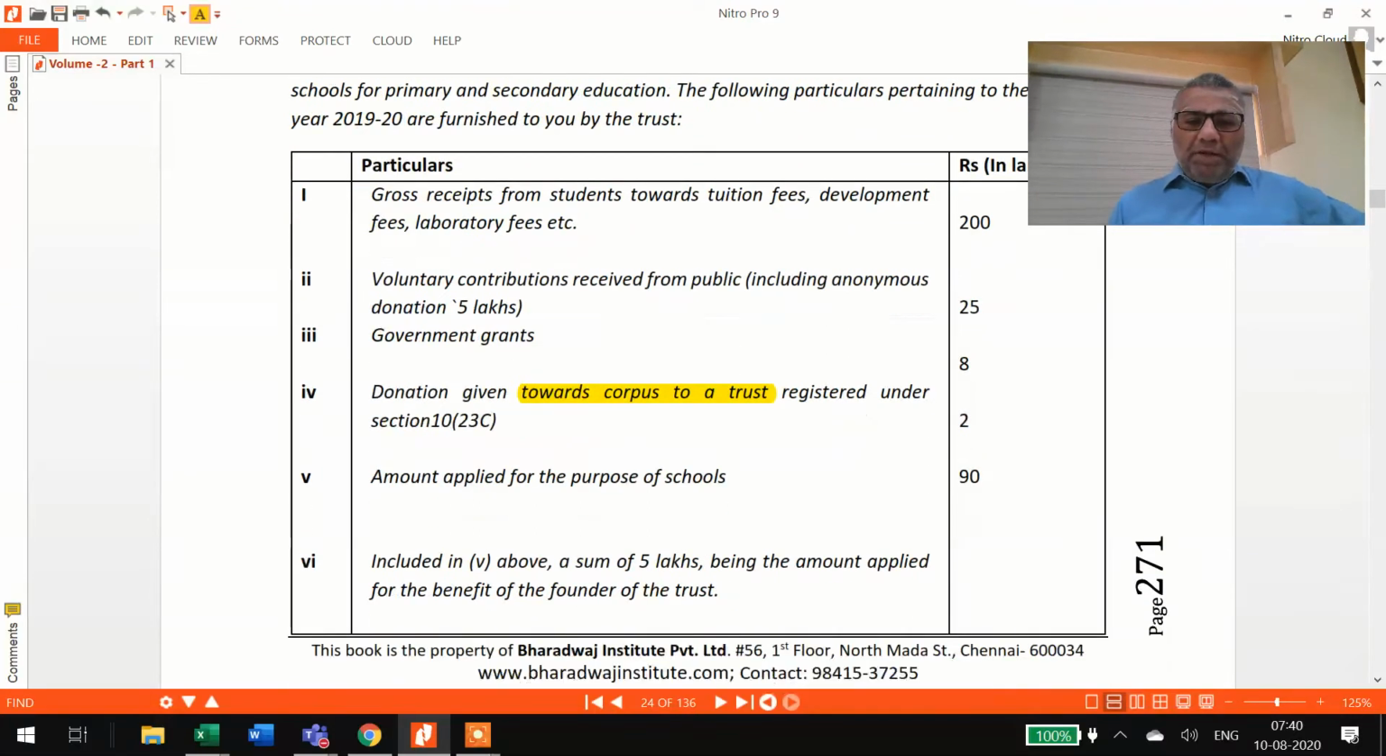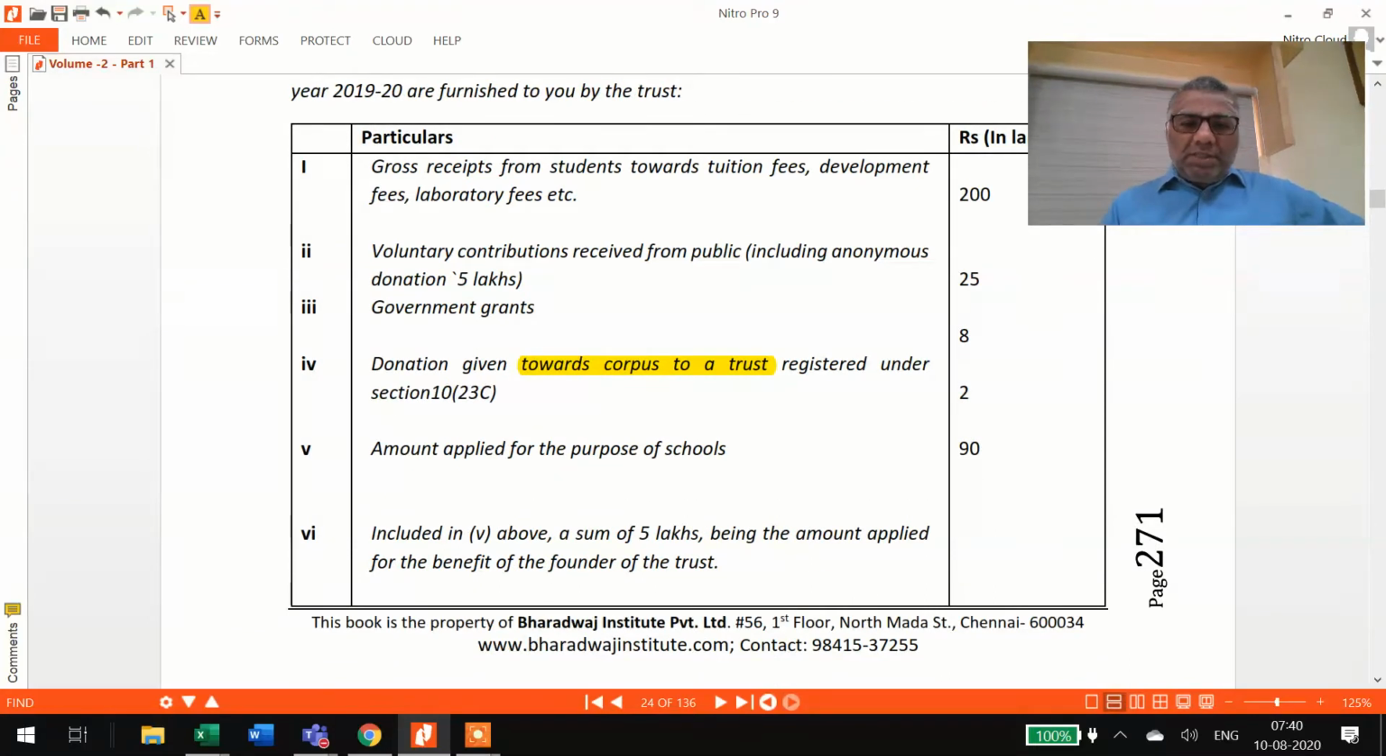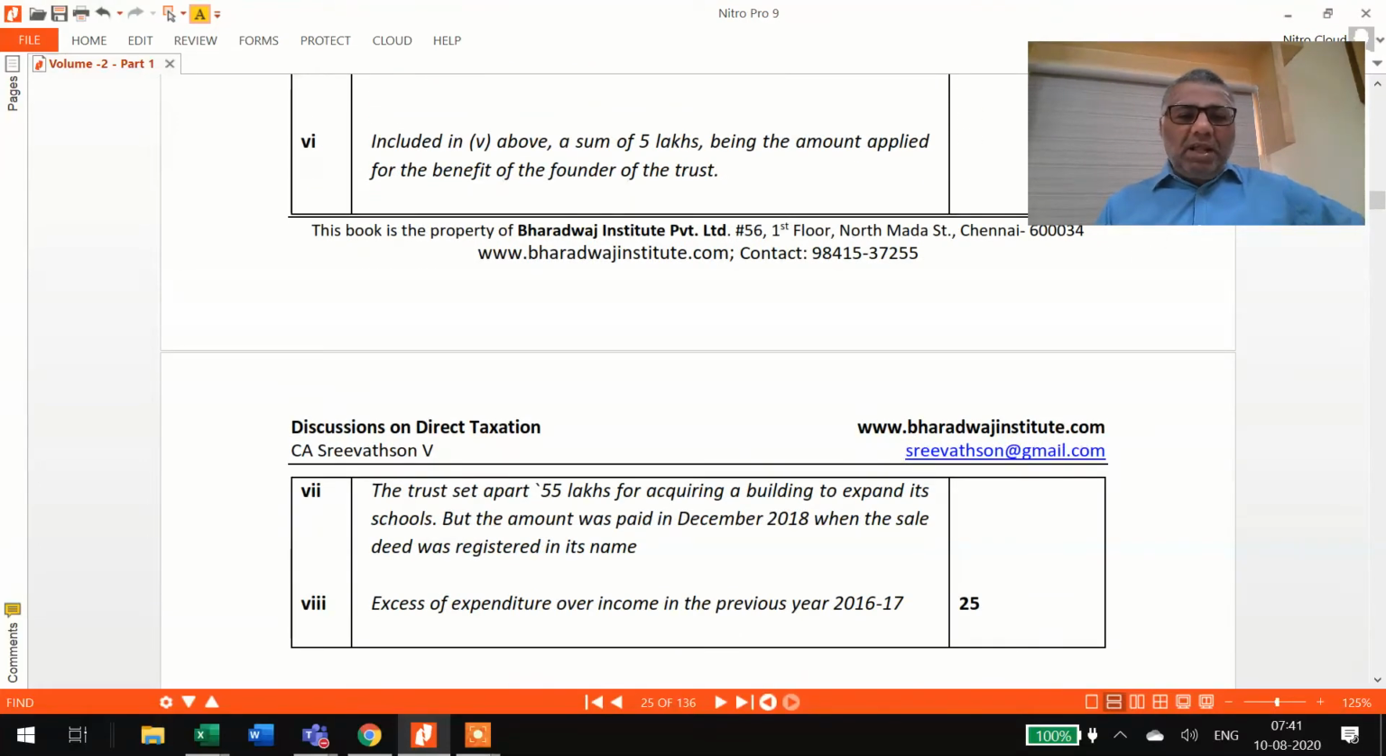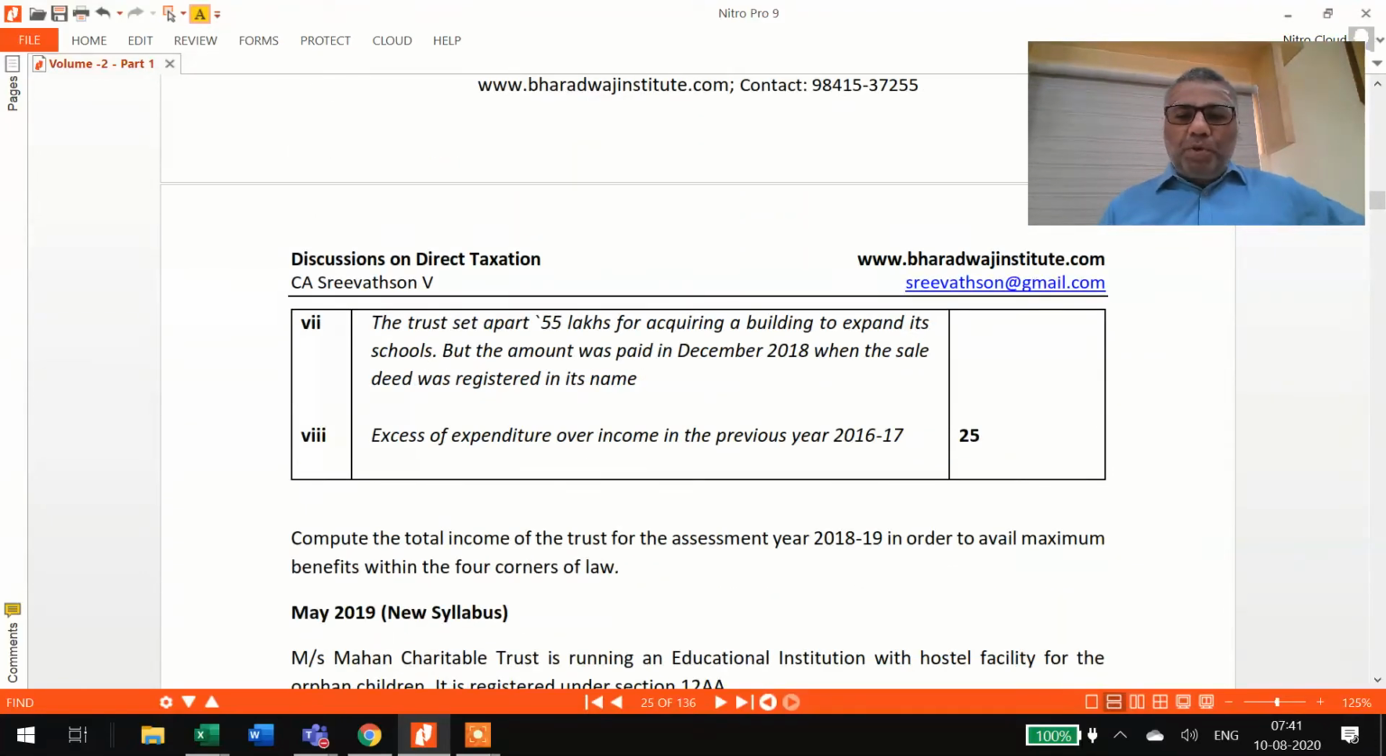Amount applied for the purpose of trust included in this is a sum of 5 lakhs being applied for the benefit of the founder of the trust. So you will not include it. The trust set apart 55 lakhs for acquiring a building to expand its school, but the amount was paid in December. Loss brought forward 25 lakhs. Compute the total income of the trust in order to avail maximum exemption.